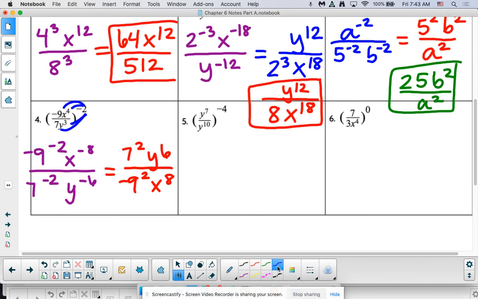And now we just have to evaluate, what is 7 squared? Well, 7 times 7 is 49. Y to the 6th, all over negative 9 times negative 9 is 81. X to the 8th.